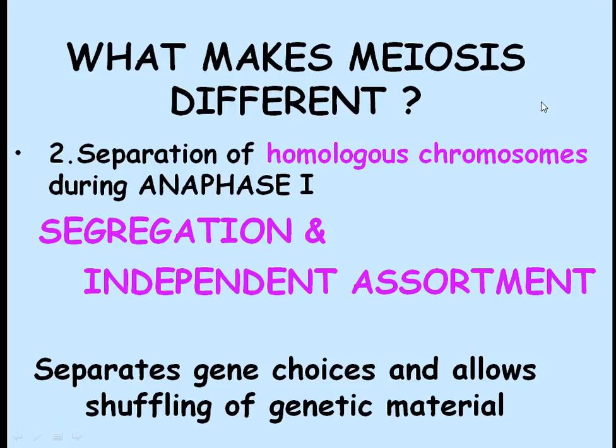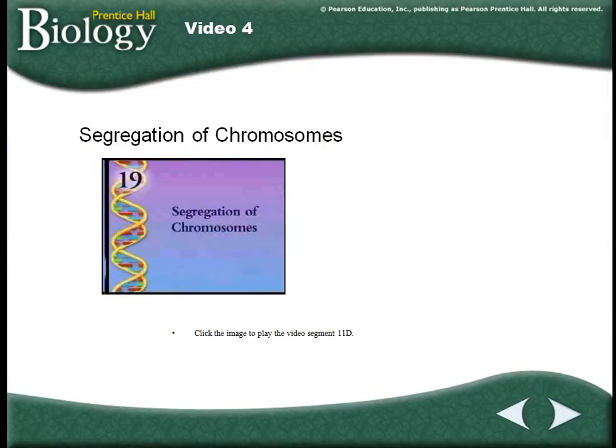The number 2 thing that we said, another way meiosis is different from mitosis, is the separation of chromosomes during anaphase 1. This is called segregation and independent assortment, which is another way that the genetic material is shuffled, which again allows for genetic variation. So let's go ahead and watch a movie on segregation.